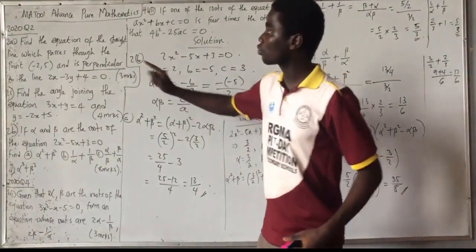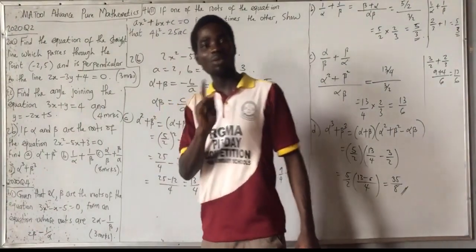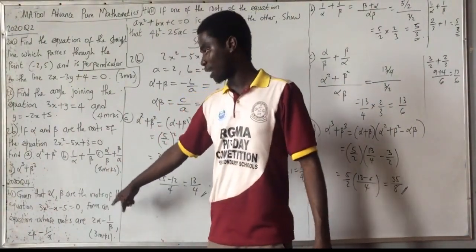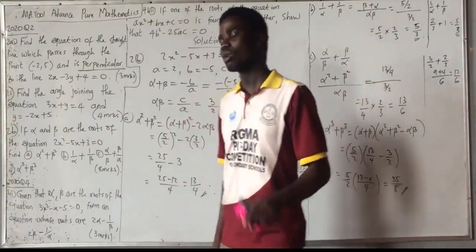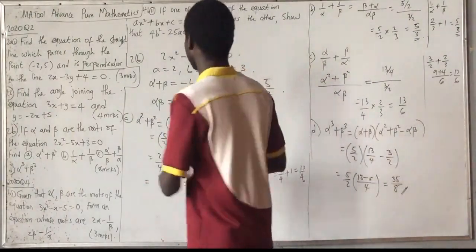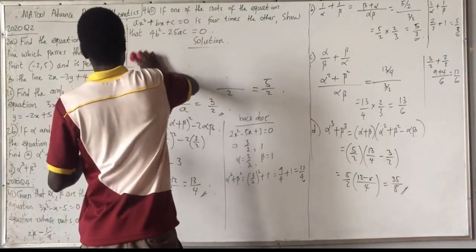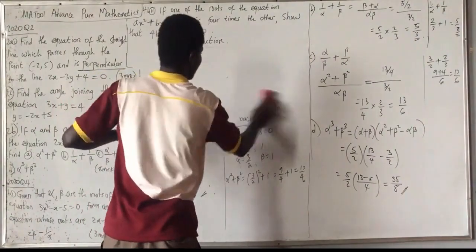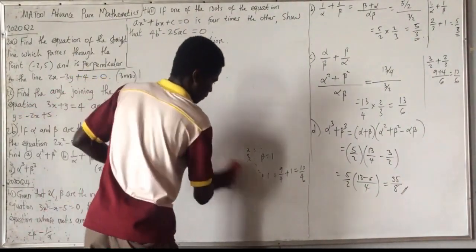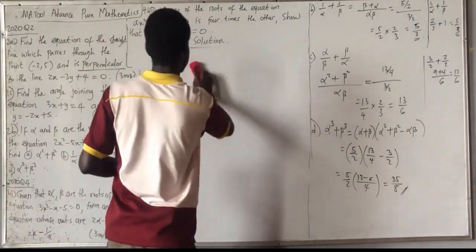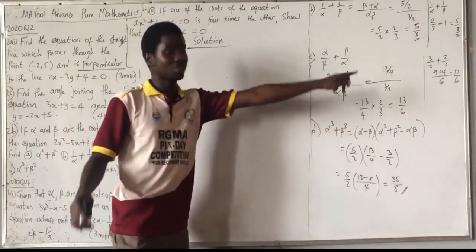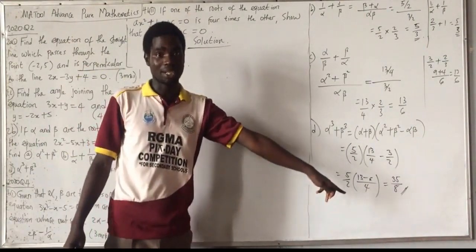In that same 2020, question number 4, that's your first semester exam, question number 4B also came out. It's also similar to this. So look at the question now and see the way I'm going to solve it. You can also confirm using backdoor. You will get 35 over 8 as well.